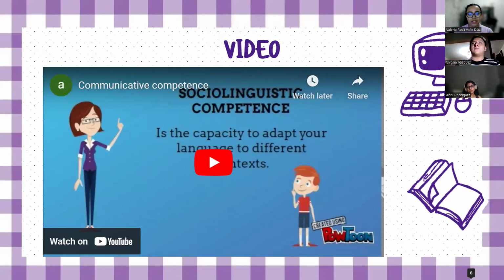I think it's very interesting how this video marked the importance of, in this case, sociolinguistic competence. Because we were saying that this is important to talk in different contexts. So that's why it's important that students understand this point and not just focus on learning the language, like grammar and vocabulary, but also understand when and why they should use language in certain contexts. So I really like the video.